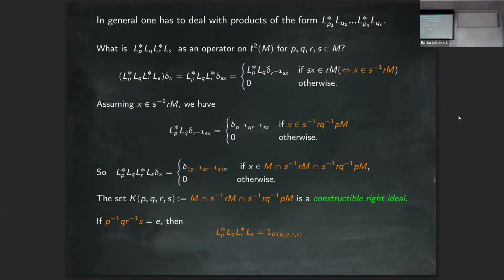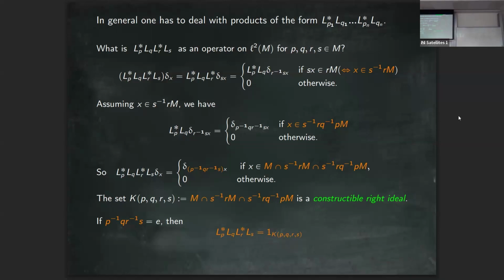And he focused on this thing called constructible right ideals. So let me explain by example what they are, so you know how naturally they arise. So let's deal with an example with 4 elements. So it's L_P star and Q and R star L_S. That's an operator in L2 of M, when P, Q, R, and S are in M.